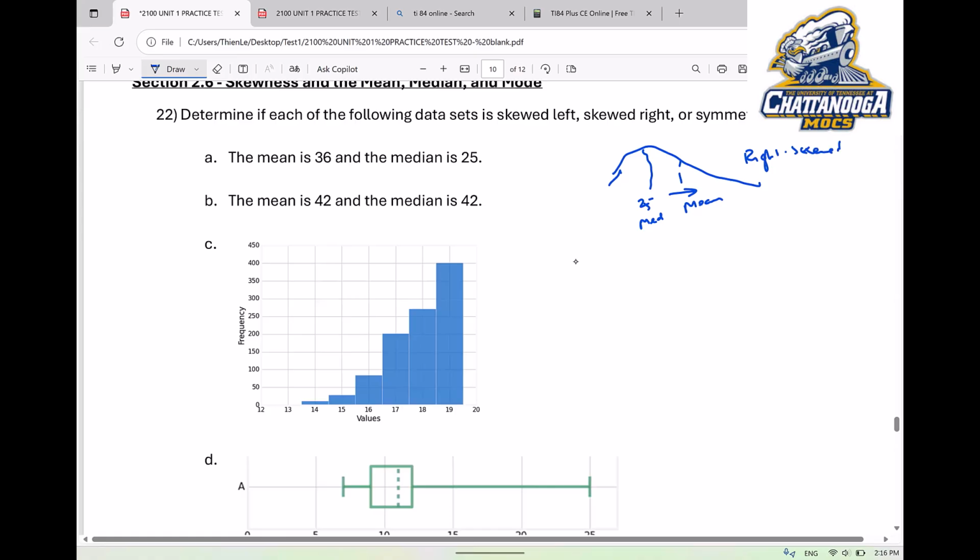Mean is 42 and median 42. So basically in this case, we should expect it to be symmetric. In this one, we have a long left tail, so it's a skew left. Most values are on the right side, but some on the left.